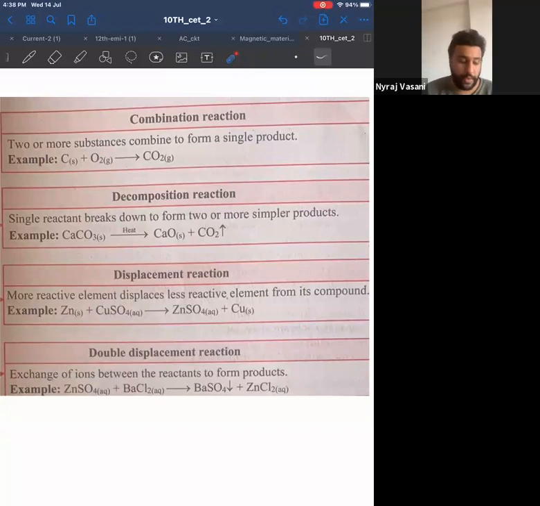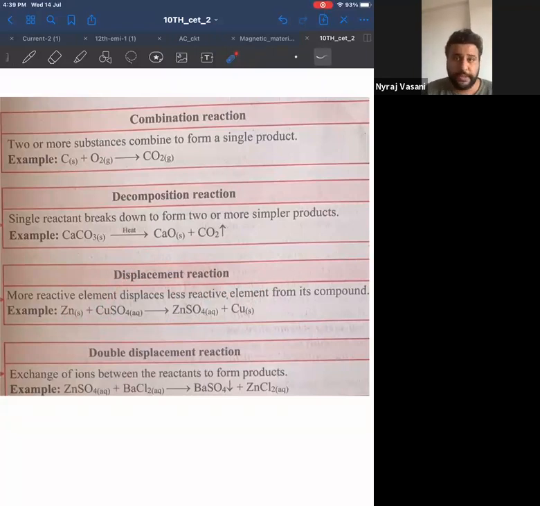Okay, now the third one will be displacement reaction. Displacement reaction means more reactive element displaces less reactive element. For example, Zn plus CuSO4, Zn will displace Cu, so Cu will be out to form ZnSO4 plus Cu. Okay, that is zinc. Now Zn plus CuSO4, Zn will displace Cu and Cu will be outside, so it will become ZnSO4 plus Cu. What happens is Zn has displaced Cu. So make a note of displacement.